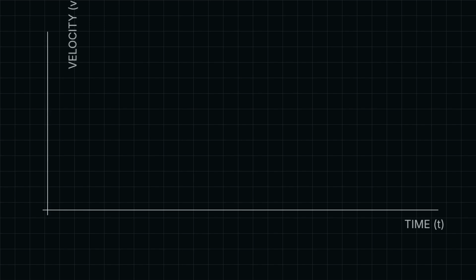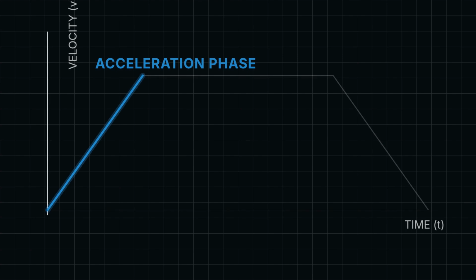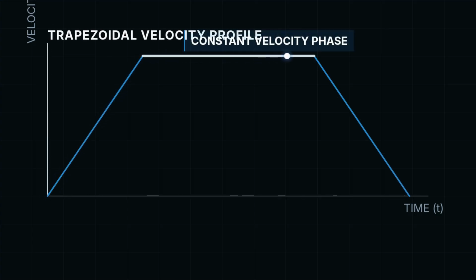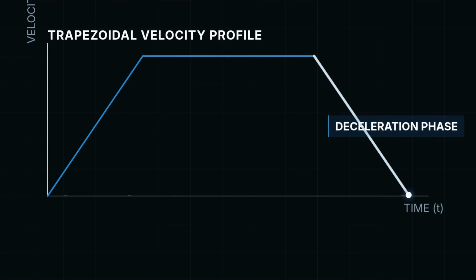The calculator generates a complete trapezoidal velocity profile showing three distinct phases: the acceleration phase, where velocity ramps up, the constant velocity phase, where the system maintains maximum speed, and the deceleration phase, where velocity ramps down to zero.